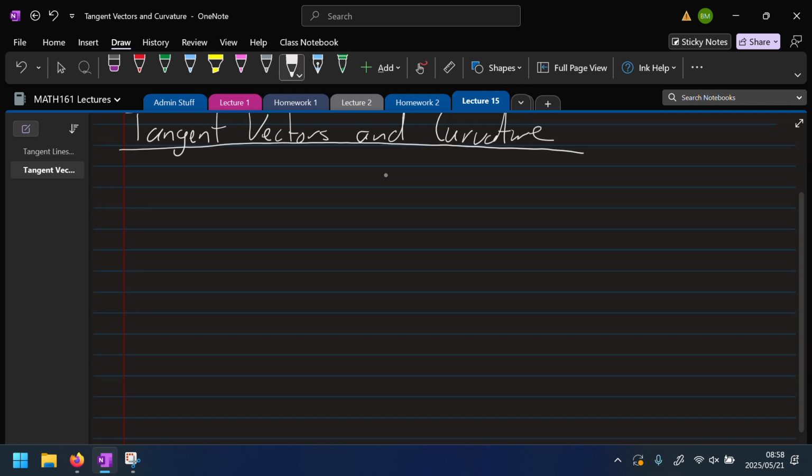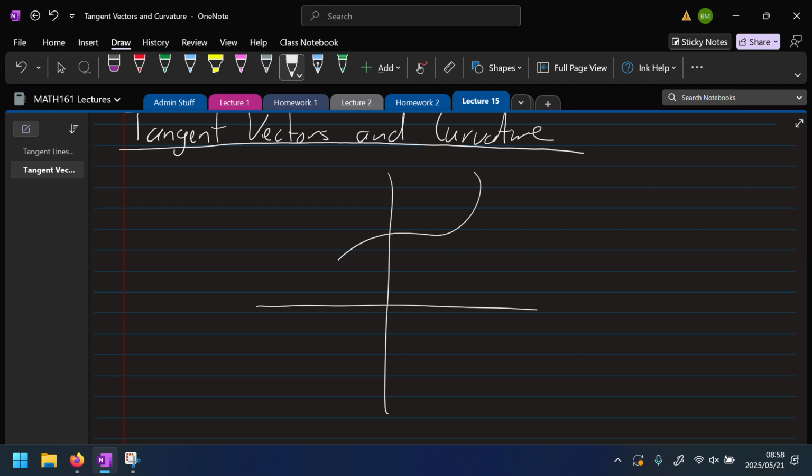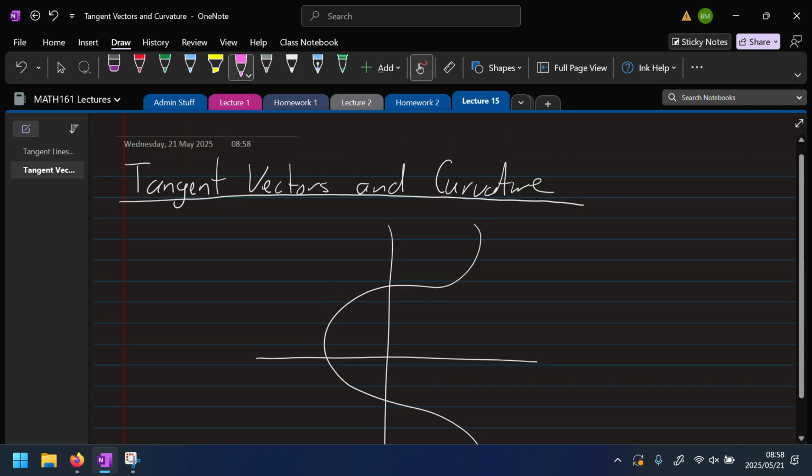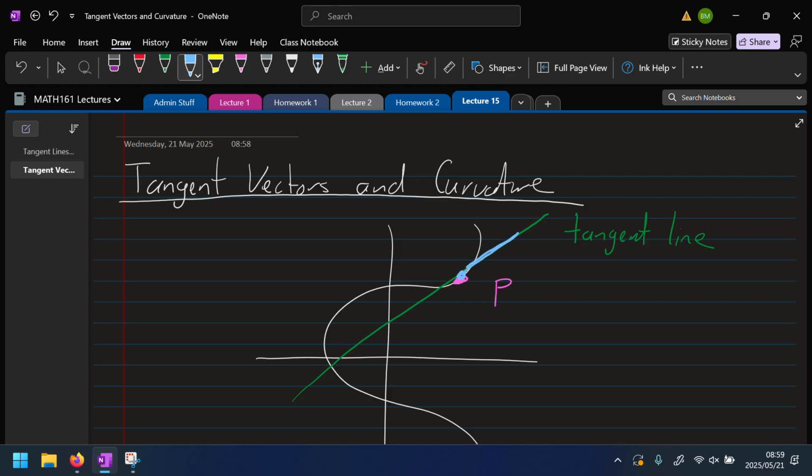Okay, so let's say we've got our parametric curve again, maybe something like this. We have our point P over here, and we have our tangent line. So we know how to do the tangent lines. Now, the tangent vector, that is a vector from P, and it lies along the tangent line. Very similar.